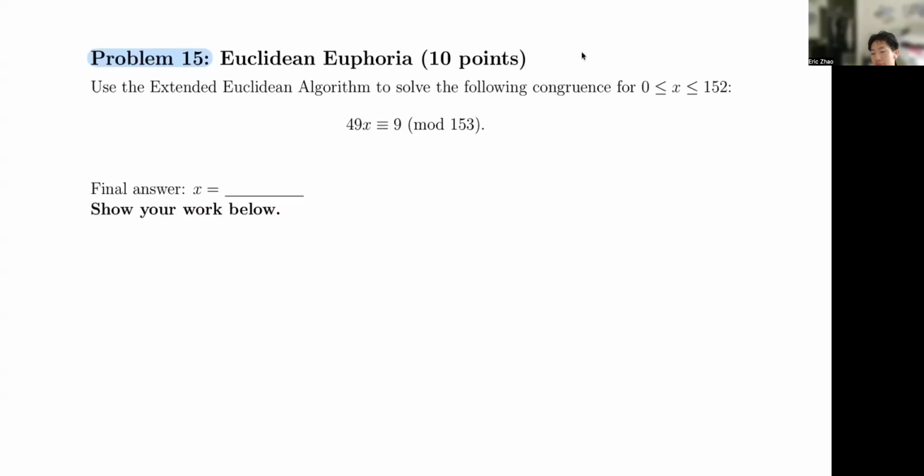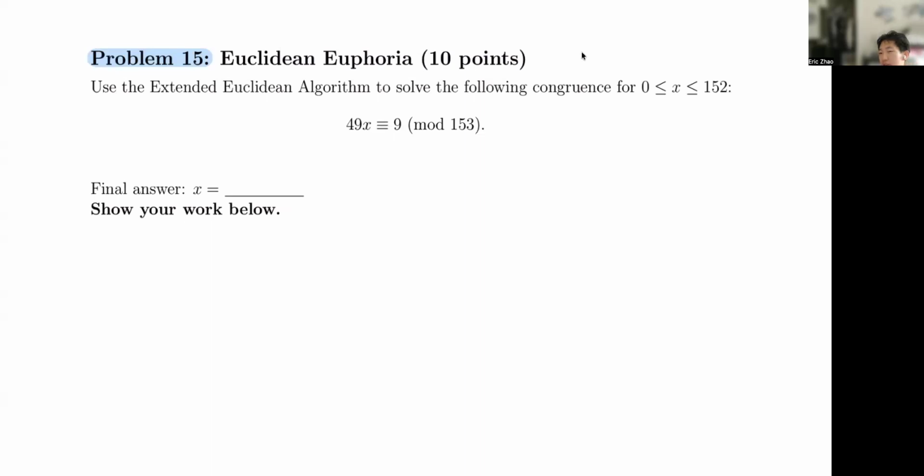All right, let's do number 15, Euclidean euphoria. So the question asks us to use the EEA to solve for the following congruence, where x is between 0 and 152 inclusive. So we have 49x is equivalent to 9 mod 153. Some pretty big numbers, so we have to use the GCD and Euclidean algorithm to help us find the modular inverse. So first we want to see if we have a unique solution.